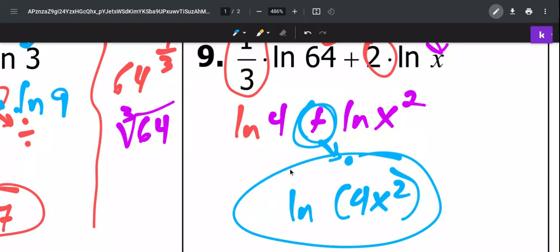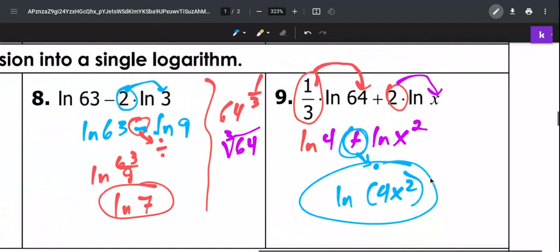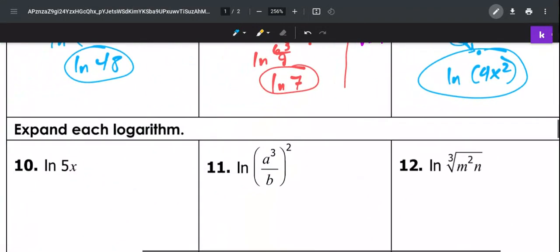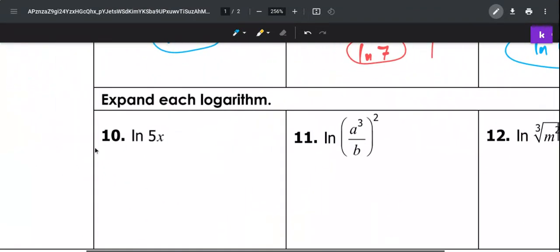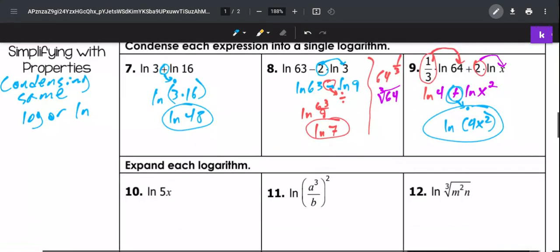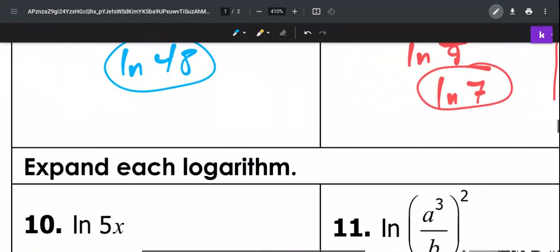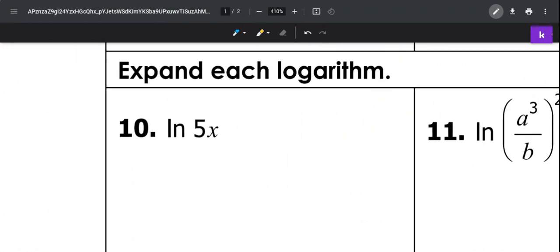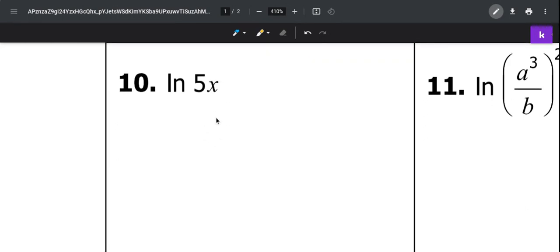Because once again, addition for condensing means multiply. All right, now, hopefully we got those. Now, the only difference between 10, 11, and 12, and 7, 8, 9 is that we're just expanding now. All right, so still the expanding is going to be the exact same. We're not going to focus too heavily on the expanding, but we'll do a few just so you can see it.